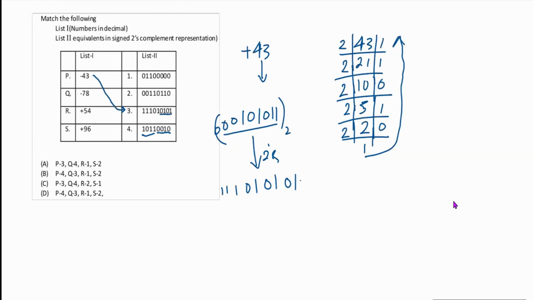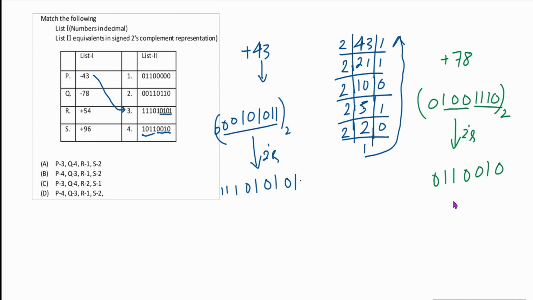Similarly, for conversion of minus 78, first we need to deal with plus 78. If I convert plus 78, I will get 1 0 0 1 1 1 0. Again I'm getting 7 bits, so I can substitute one 0 in that one. This is my representation for plus 78. If I want minus 78, I need to do the 2's complement of this one, and this will be 1 0 1 1 0 0 1 0.